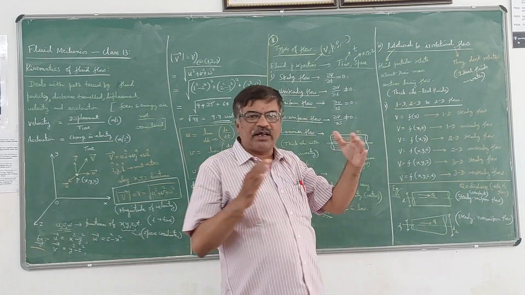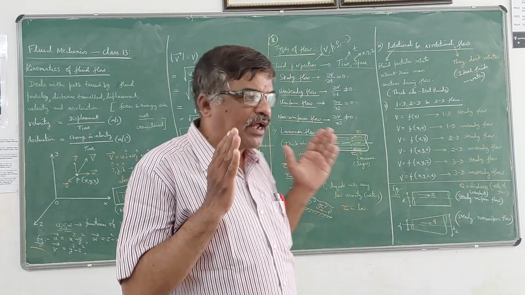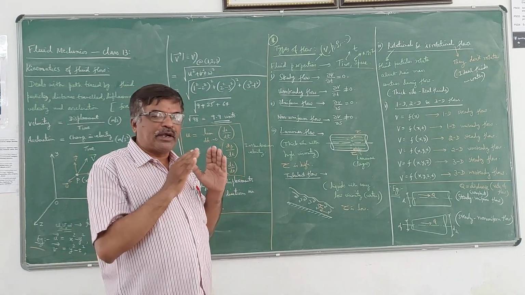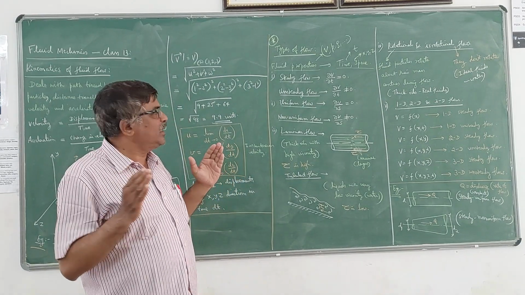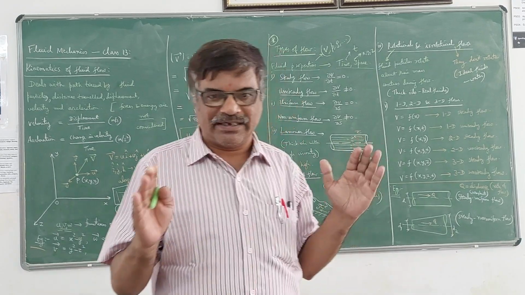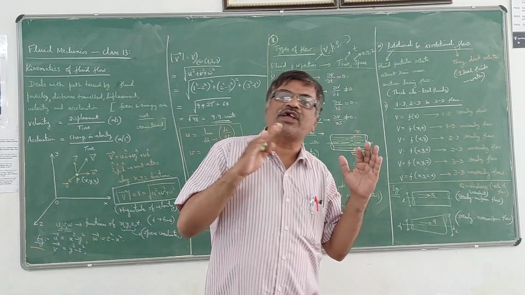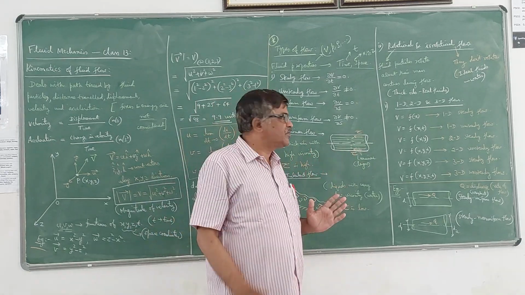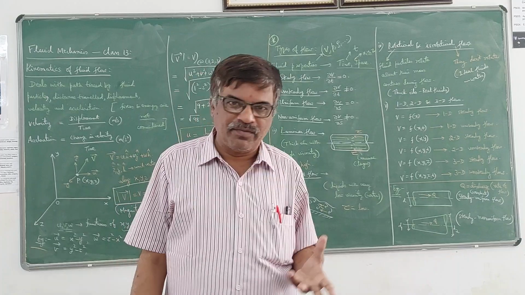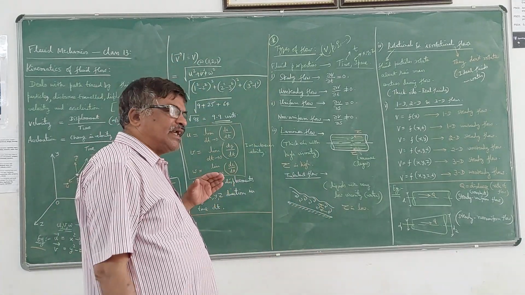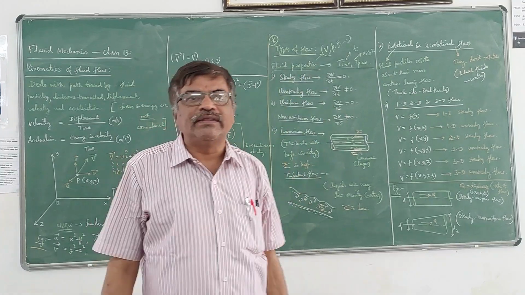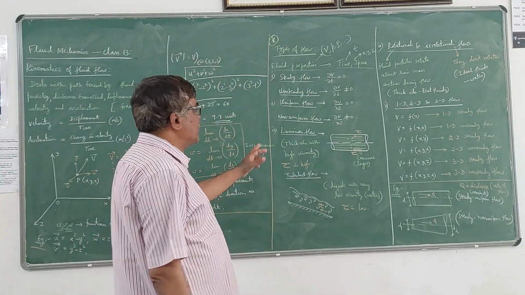So I will consider a length of the pipe. I will take 2 sections or 2 points in that pipe separated by some distance. If the velocity doesn't change over that length, so that means if the velocity remains the same at both those 2 points, then we say that the flow is uniform. Suppose if the velocity changes at different sections in a flow, at different points in a flow, then the flow is called non-uniform flow.